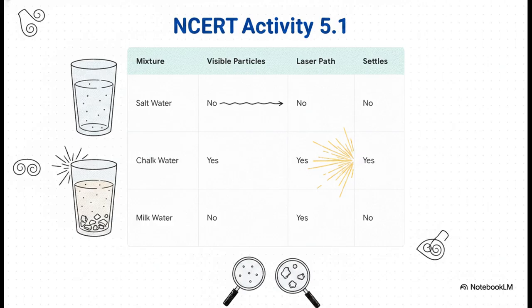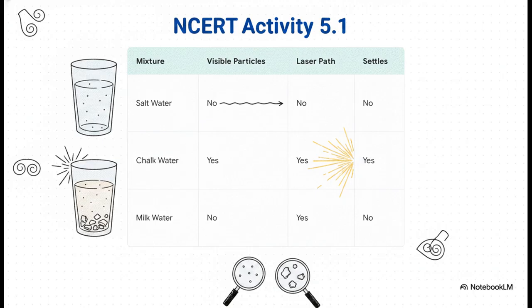To really lock this in, let's walk through NCERT Activity 5.1. Picture 3 glasses of water. In the first one, we add salt. In the second, some chalk powder. And in the third, just a few drops of milk. Now, the salt water is a true homogeneous solution. The salt particles just disappear. They never settle. And if you shine a laser through it, the beam is totally invisible.